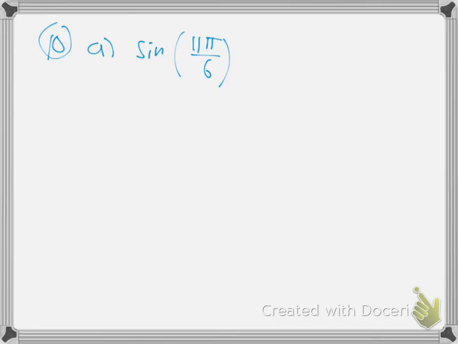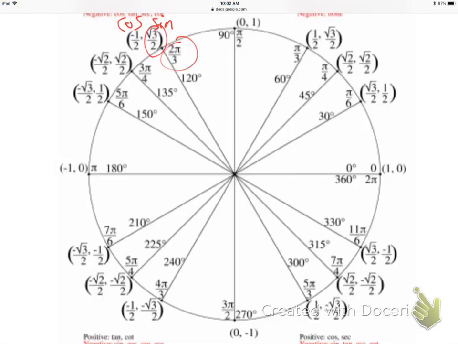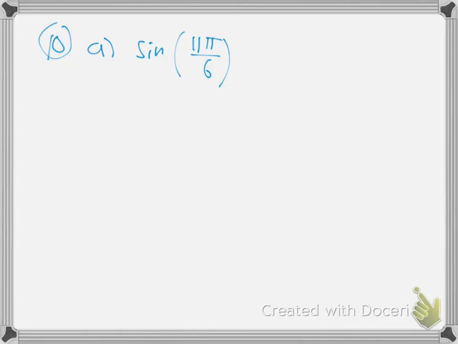Just go to the unit circle, find 11 pi over 6. So let's go there. So 11 pi over 6 is, do you see it? In the fourth quadrant. Yeah, over here in the fourth quadrant, 11 pi over 6. Cosine, sine. So sine of 11 pi over 6 is minus a half. Good there. Easy question. But then part B is what I want to show you.